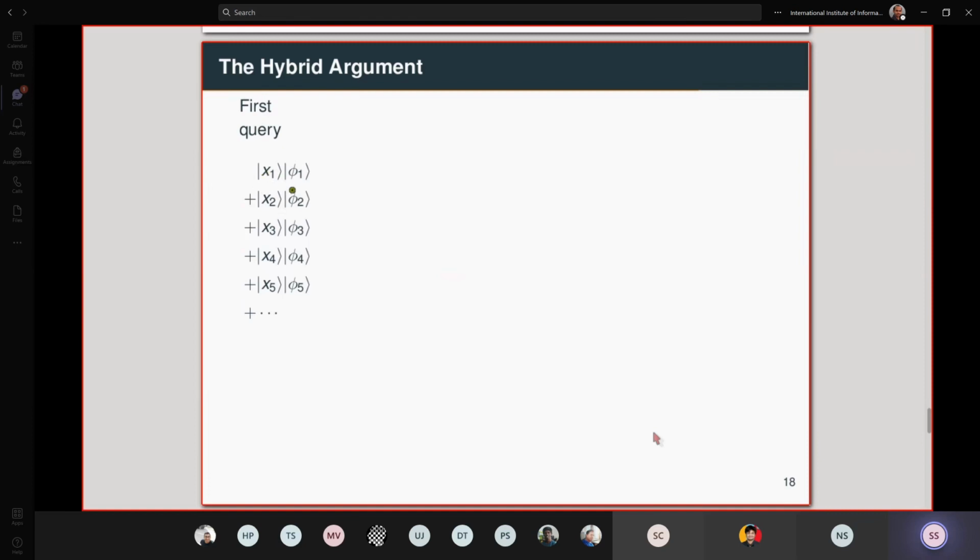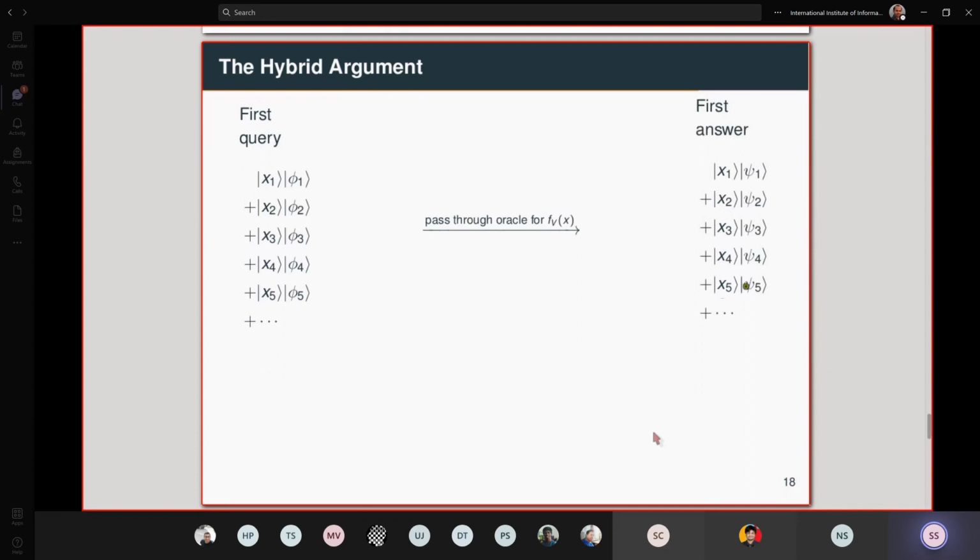We start off by creating our first query. It can be a superposition over many, many different points. So I'm just going to write it like this. We're querying x1, we're querying x2, and all these things in superposition. When you ask the oracle to give you the answers, you're going to get something like this. So along with x1, the answer changed this phi1 in some way to get psi1. So psi1 is somehow representing the answer of f of x1 and the gradient. And so this is what it's going to look like.